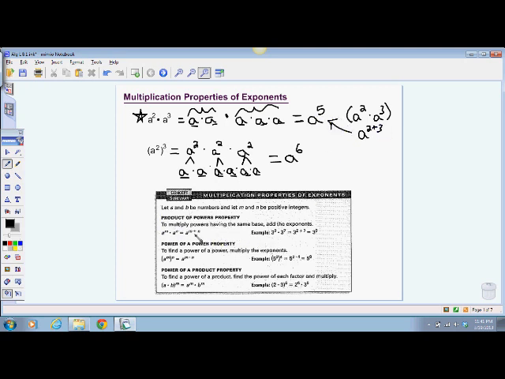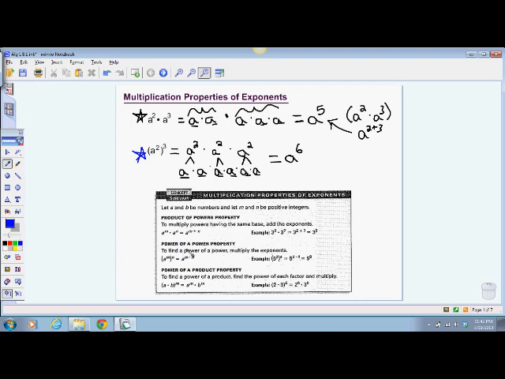So this property here, the product of powers property, says that if you have a multiplication problem with the same base, you add their exponents. So for this example here, 3 to the second times 3 to the seventh, since they're both 3's, we're going to add 2 plus 7.